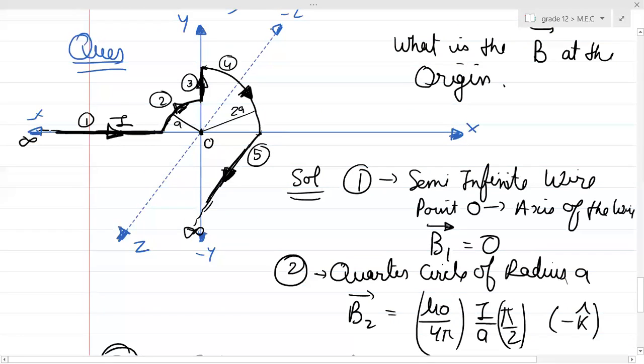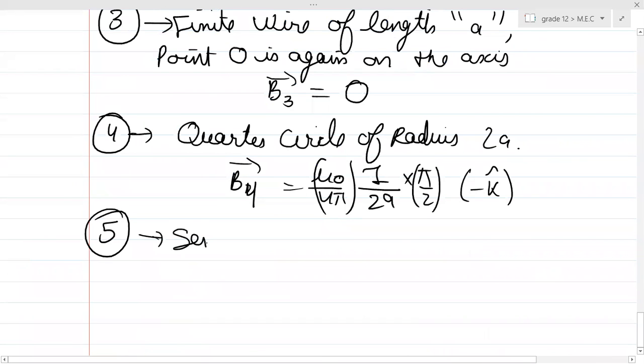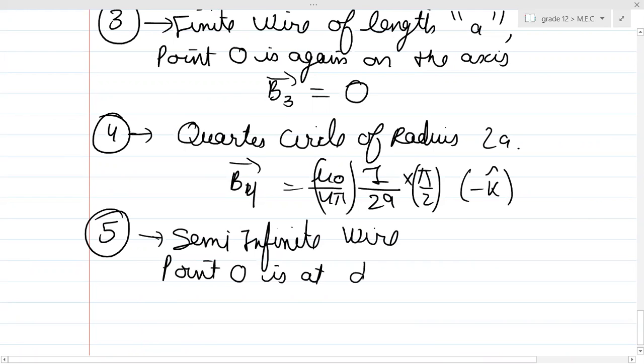Now the fifth part is basically, can you see, this is a semi-infinite wire, and we need to find the field at a distance 2A. Can you see the perpendicular distance 2A? Yes, sir. So it's a semi-infinite wire, and point O is at a perpendicular distance 2A from it. I am not writing these things from the next time; you need to figure that out every time.